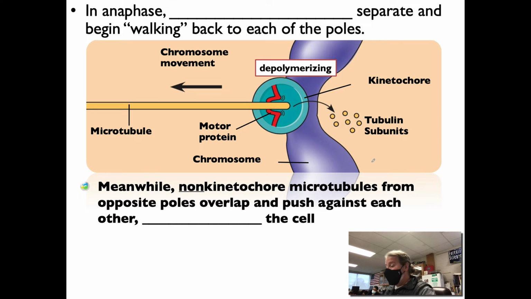Now, in the next stage of mitosis, called anaphase, we said that the big moment was when those sister chromatids of the chromosomes break apart from each other. So in anaphase, your sister chromatids separate. And they begin walking back to each of the poles.